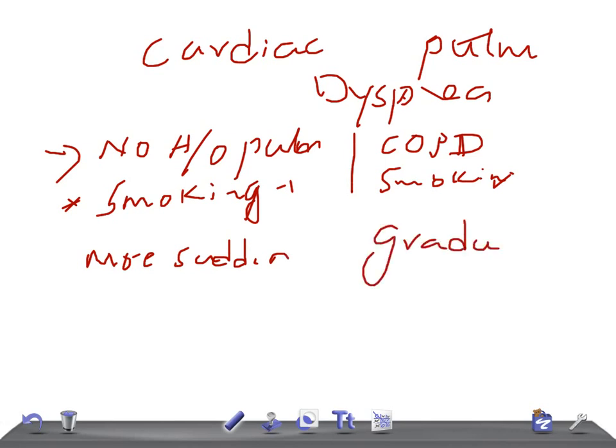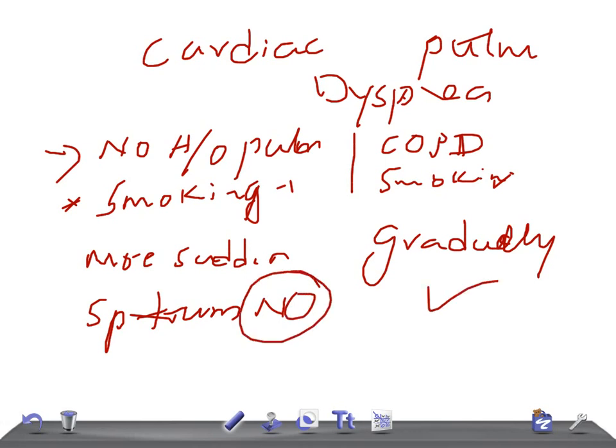So that's why you have to take a very good history, from which you will get an idea whether it's pulmonary dyspnea or cardiac dyspnea. Dyspnea is usually not associated with sputum production in the case of cardiac. Here, you see production of sputum. And dyspnea at night is often associated with sputum production and relieved by coughing up the sputum. So this is pulmonary dyspnea.